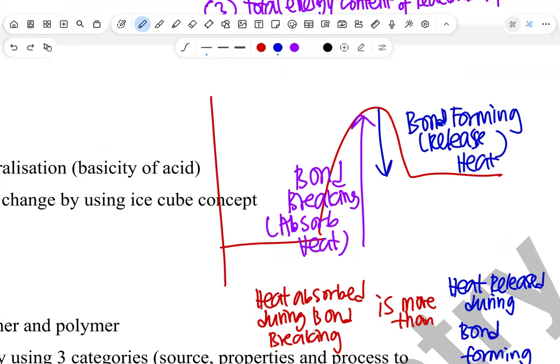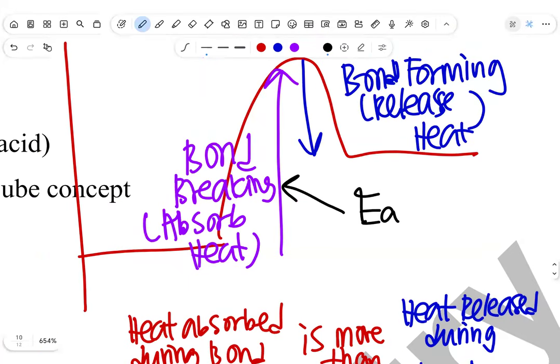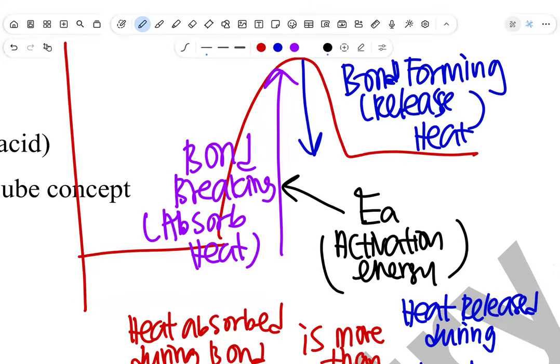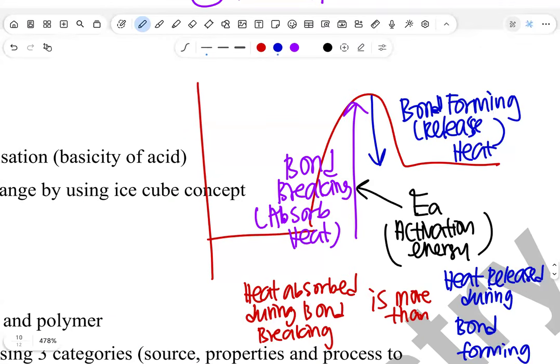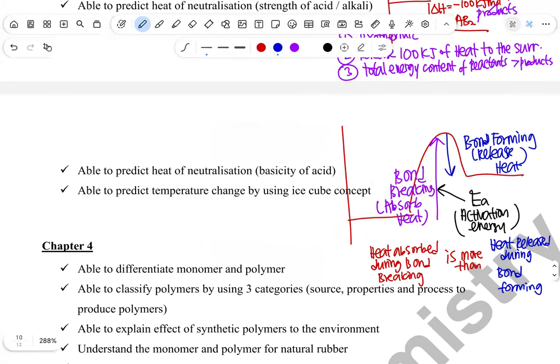So when you have an energy profile diagram, you can see bond breaking and bond forming. And one more thing, the bond breaking energy from here to here has another name, which is called activation energy. The energy to break the bond is also called activation energy. Something you learn in Form 4 Chapter 7. No worry, we will revise that very soon when we start revision next month. Simple as that.